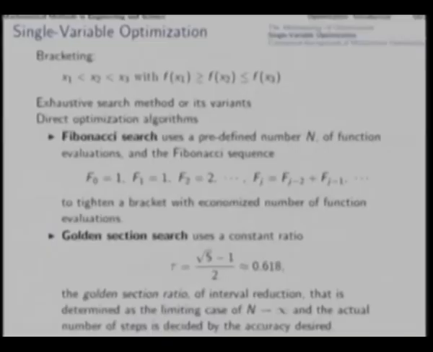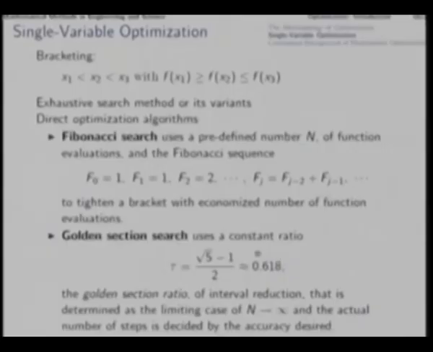Now, from the Fibonacci search method itself, another search is developed, which is golden section search. In that, the interval reduction fraction is not variable, but it is constant and it is equal to the golden section. So, in the golden section search, a similar operation is done, but at every iteration the interval reduces by this fraction, which is the golden section ratio.